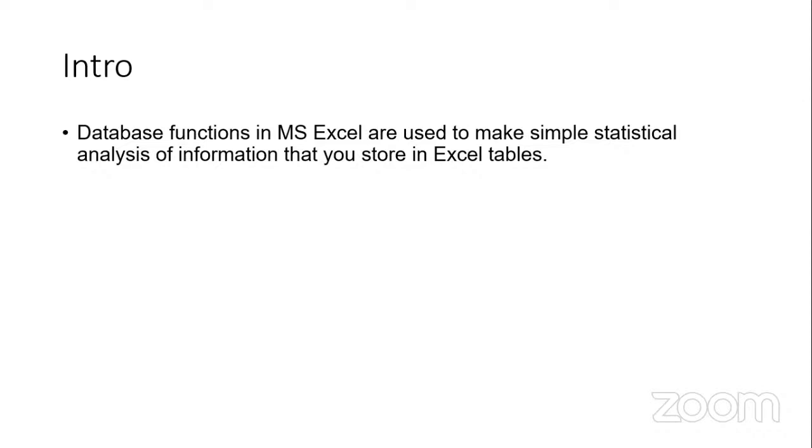So you have a table already created in Excel, and you fill the data inside this table, and after that you can use the database functions to perform calculations on this data stored in the table. Okay, so these are the steps, guys. First you need to create a table inside Excel, then you need to fill the data inside it, and lastly you can use the database functions to make calculations on this data.